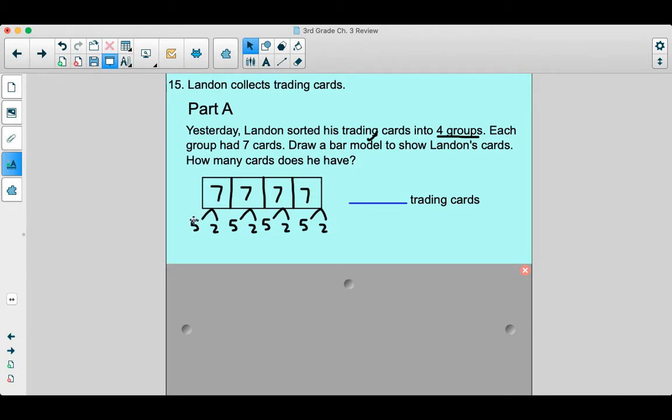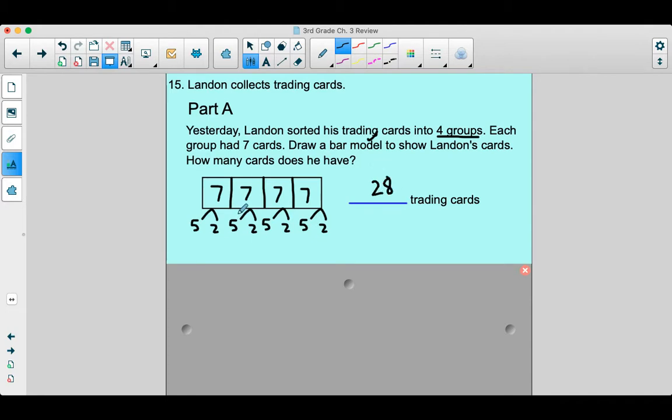Now, most of us have our fives done. So 5, 10, 15, 20. That would be four groups of five is 20. Plus 2, plus 2, plus 2, plus 2. So 5, 10, 15, 20, 22, 24, 26, 28. So we know that Landon has 28 playing cards.